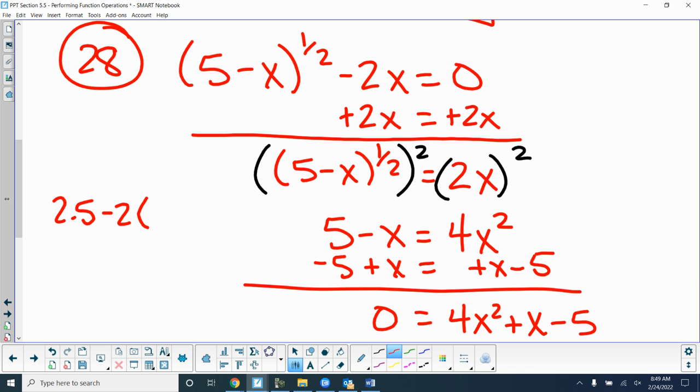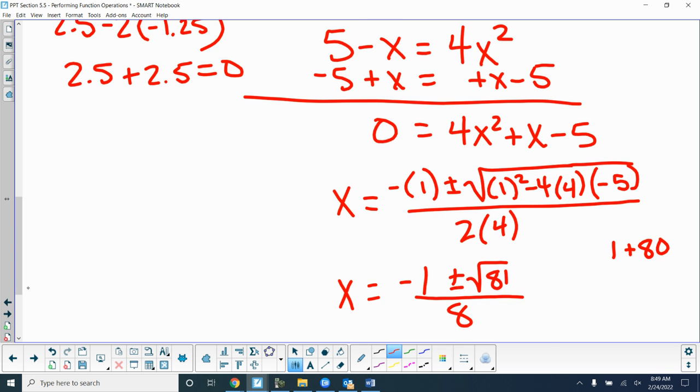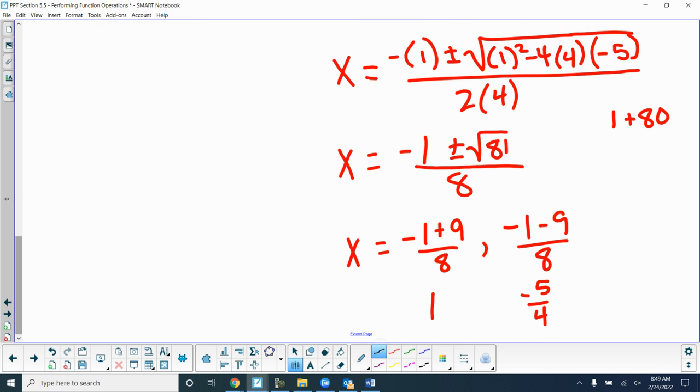All right, so I got a 2.5 minus 2 times -1.25. And what's 1.25 doubled? Positive 2.5, right? That would be this. So that's not 0, is it? That's 5. So that's why that didn't work. So that's not a good answer. Anything else?